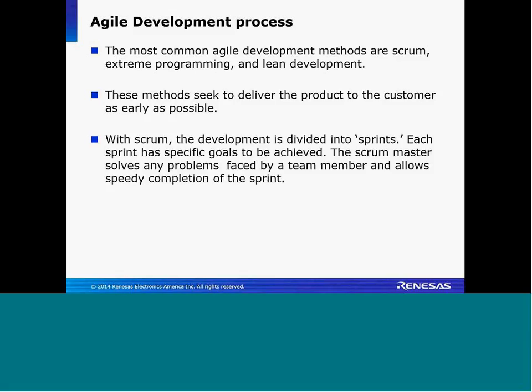Other processes use what's called agile development. Think of extreme programming, lean development, and again, methods to deliver to the customer as early as possible. And very often some are actually products to be sold or implemented. And every time you go through a sprint, you're developing more and more functionality. By the way, other agile development methods include pair programming.